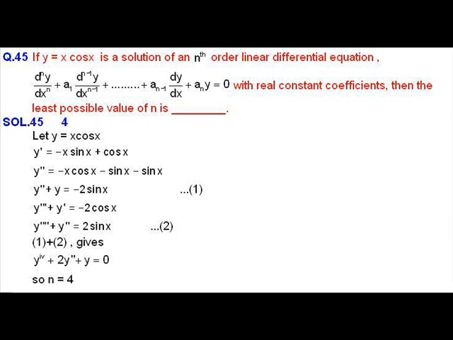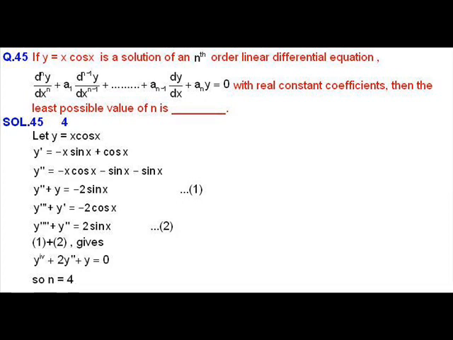Here we have an nth order homogeneous linear differential equation with real coefficients, and y is equal to x cos x is one of its solutions. Now we have to find the least value of n for which y is equal to x cos x is a solution of this homogeneous linear differential equation. Now by using y is equal to x cos x, we will obtain a differential equation which is homogeneous.